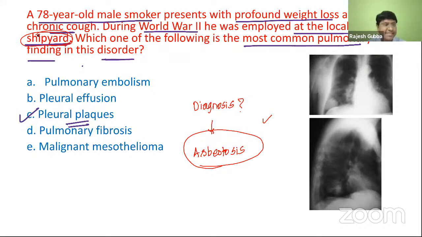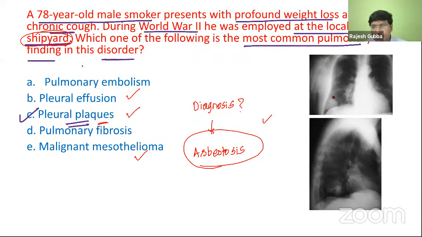Now, whenever there is exposure to the asbestos fibers, the individual will develop pleural effusion. The individual will develop pleural plaques. The individual can also develop malignant mesothelioma. All these three are seen in asbestosis. Pleural effusion can be seen. Pleural plaques can be seen. Malignant mesothelioma also can be seen. But the answer is the pleural plaques.